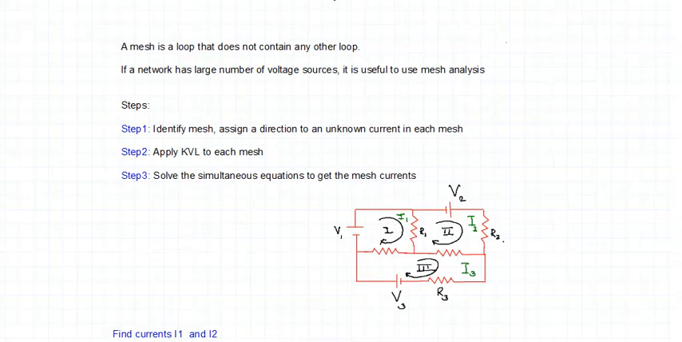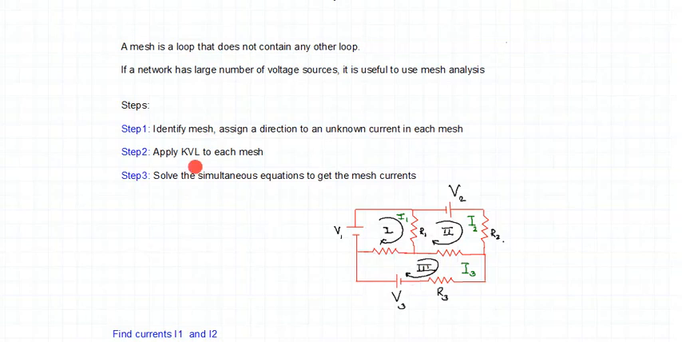Then the step says assign a direction to the unknown current in each mesh. So I'll assign currents to each loop or each mesh. Let me say that if this is my loop 1, let the current in this loop be I1. I have even shown the direction, so this is my current I1 in mesh 1. This is current I2, with a particular direction, let me say clockwise. Then I have assigned current I3 in loop 3. Each loop is assigned a particular current.